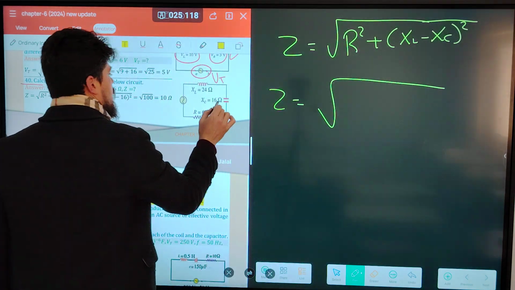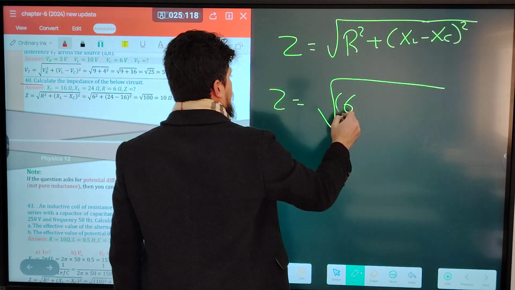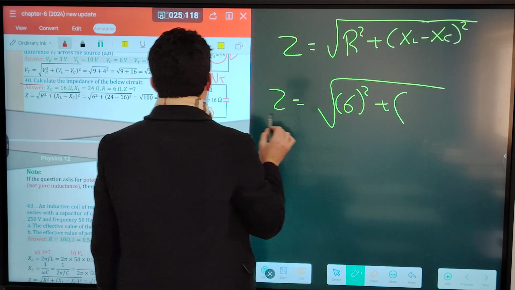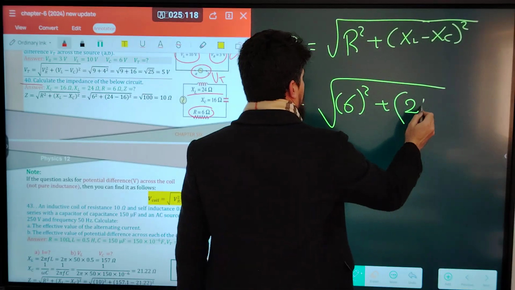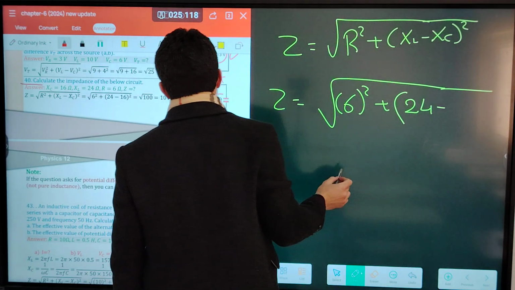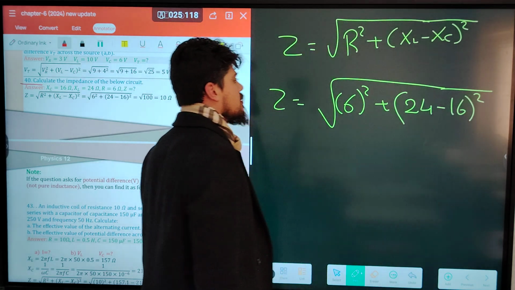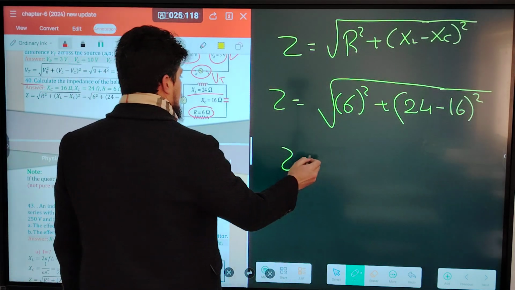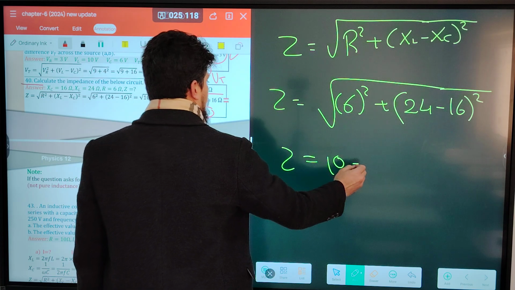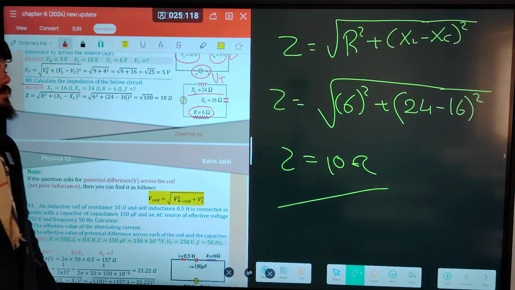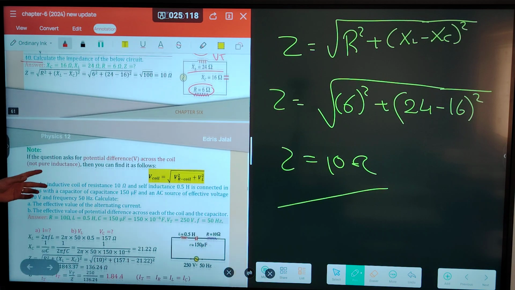Do we have R? You have to look at the circuit. Yeah, 6 ohm. XL, 24. XC, 16. By calculator, Z is equal to what? 10 ohm. This is the total impedance in this question. It's very easy, just plug in, okay?